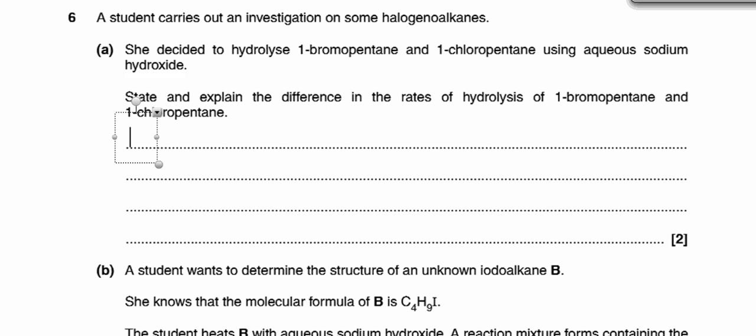F322 June 2012. Question 6. This is the last question on the paper, which generally looks at analysis, and you've got to try and identify which kind of molecule you've got from an infrared spectra. This question's got a little bit of a twist on it because it wants you to know all about halogenoalkanes. So we've got a student here who's hydrolyzing bromopentane and chloropentane using sodium hydroxide.